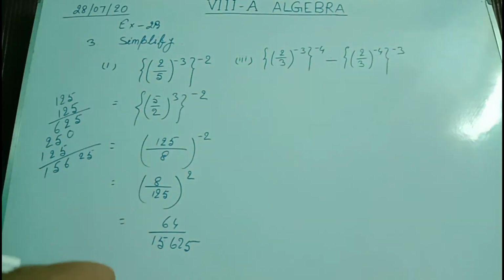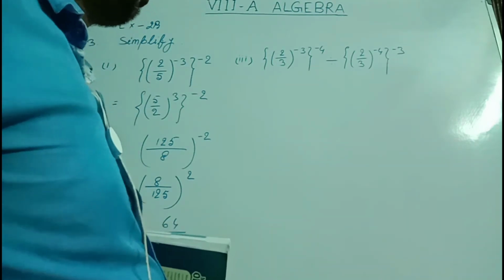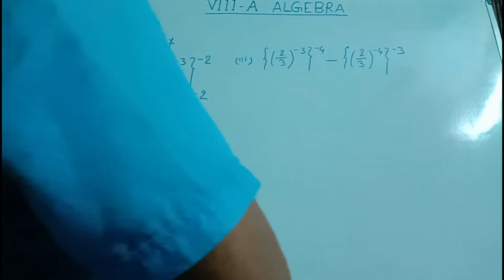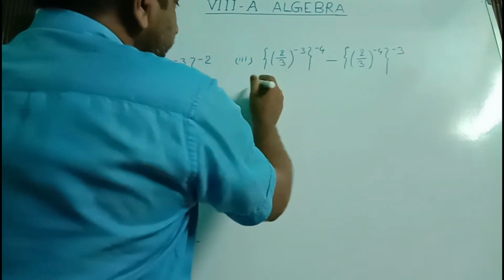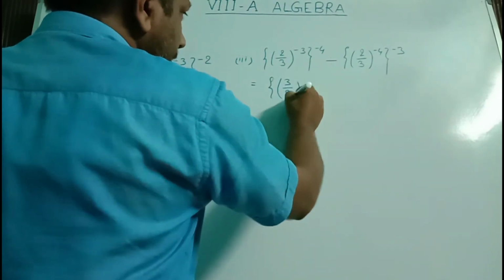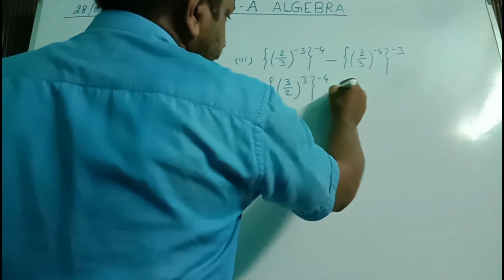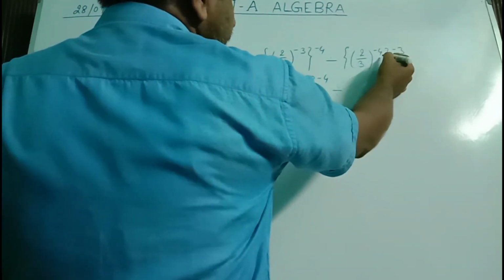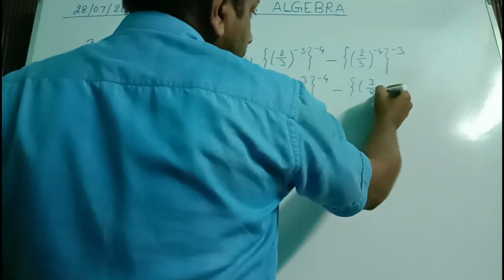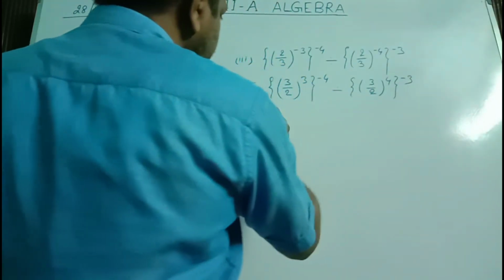In Roman number 3, the question is (2 by 3 to the power minus 3) whole power minus 4, divided by (2 by 3 to the power minus 4) whole power minus 3. So first of all, we will change this negative index into the positive index. For that we have to write the reciprocal of the fraction, that became (3 by 2 whole cube) whole power minus 4, divided by, this negative index will be changed into positive index. For that we write the reciprocal of 2 by 3, that will be (3 by 2 to the power 4) and whole power minus 3.